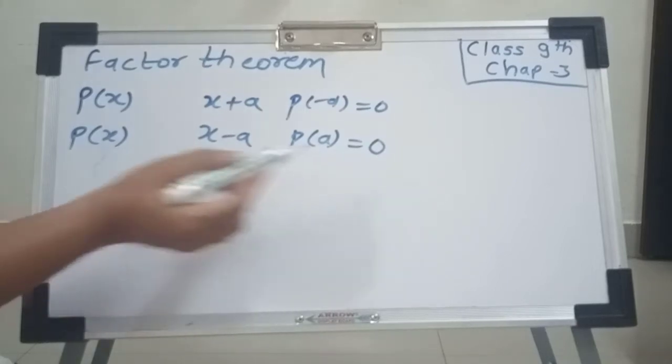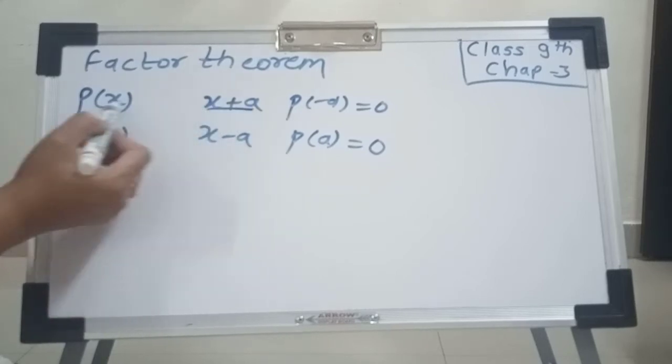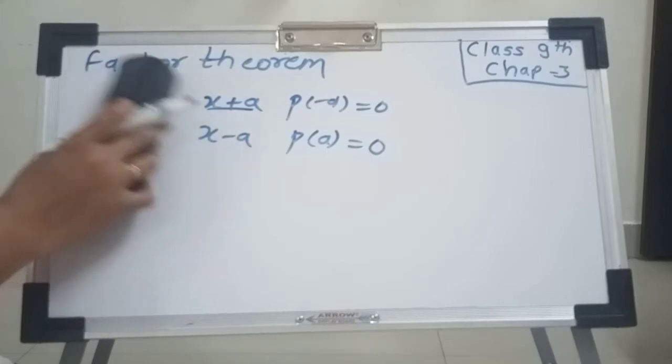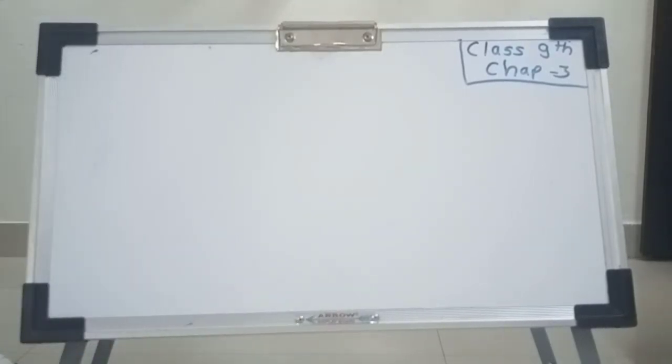Here P of minus a equal to 0 means our remainder is 0, and that means x plus a is a factor of P(x). And when P of a is equal to 0, meaning the remainder is 0, we can say that x minus a is a factor of P(x). When the remainder is 0, the divisor is a factor of the dividend. This is called the factor theorem. Now we see the examples.